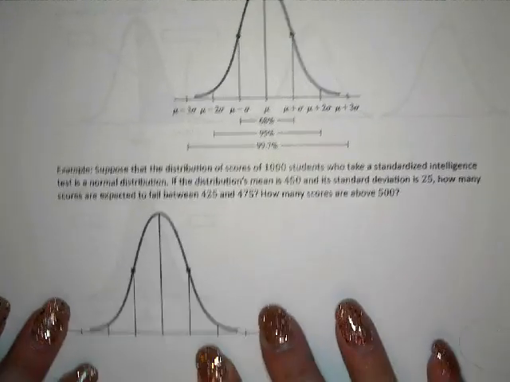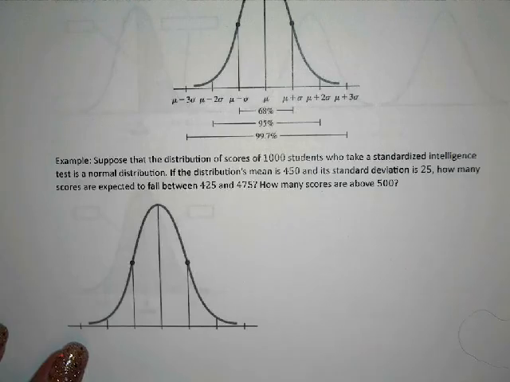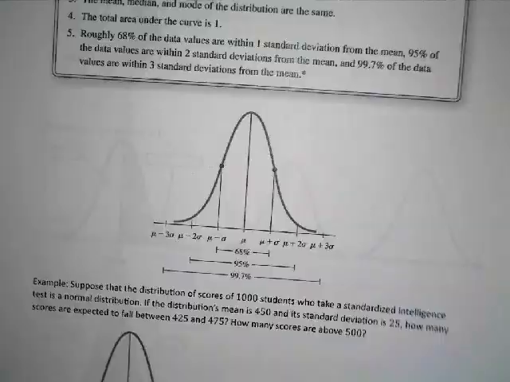So let's go ahead and do an example using a normal distribution. This problem says, suppose that the distribution of scores of 1,000 students who take a standardized intelligence test is a normal distribution. If the distribution's mean is 450 and its standard deviation is 25, then how many scores are expected to fall between 425 and 475, and how many scores are above 500?